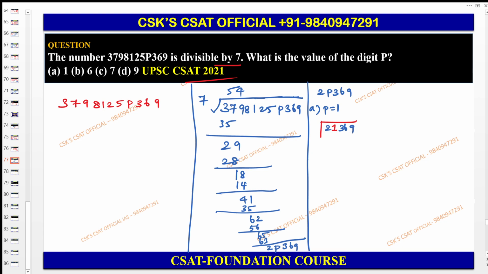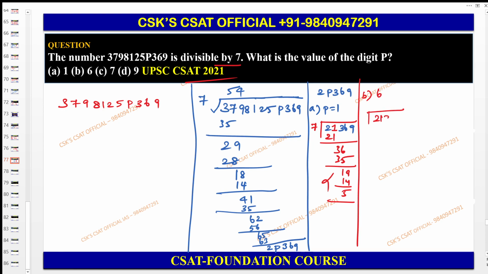Okay. So then 7 here, 21 is divisible, 36 here, 35 goes here. Then 19, 14 goes, 5. So it is not. Leave this one. So I am going with B. So B is 6 here.